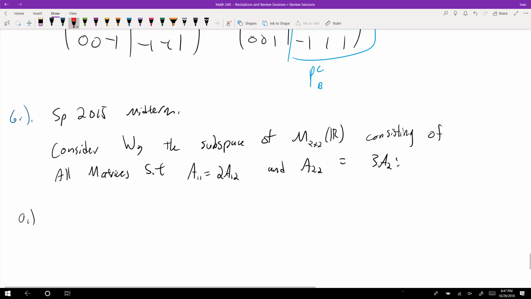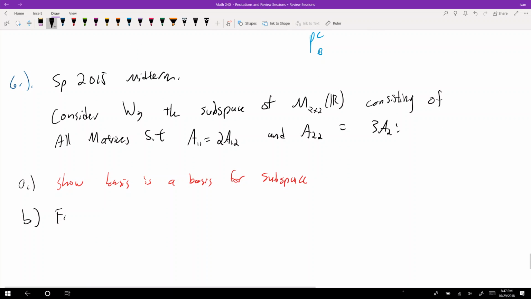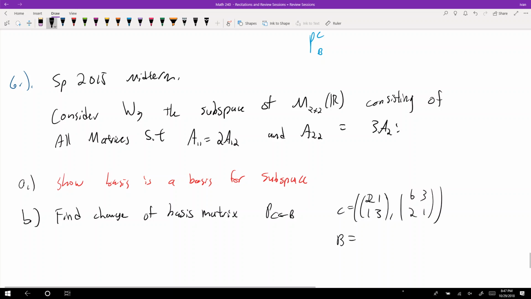Part A is just to show this basis is a basis for the subspace. We're not going to do that. Part B is find the change of basis matrix PBC, where C is equal to 2, 1, 1, 3, comma 6, 3, 2, 1, and B is equal to 2, 1, 0, 0, comma 0, 0, 1, 3.